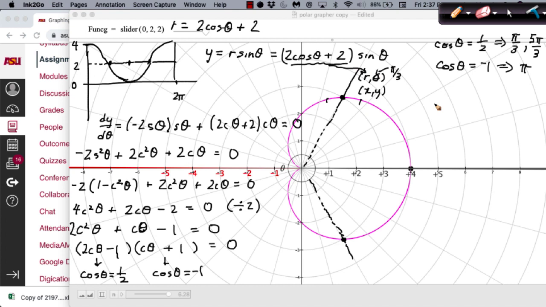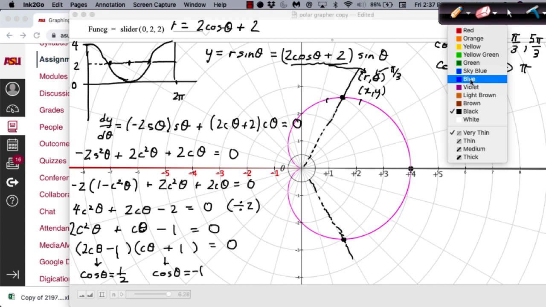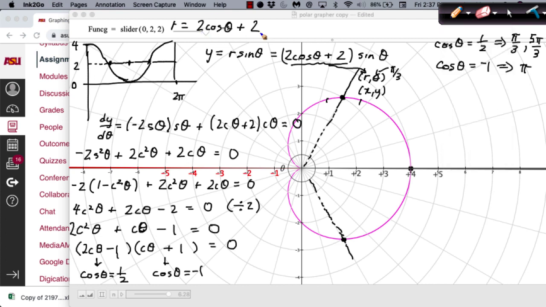Okay, find dx d theta. Go, find dx d theta. What would that be? For this function, for 2 cosine theta plus 2, how would you find dx d theta?